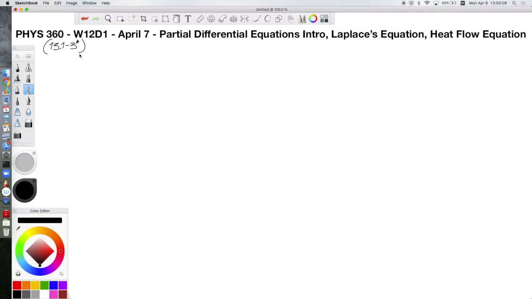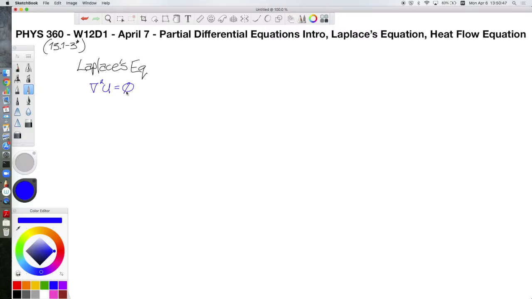So before I get into the two differential equations we're going to discuss today, Laplace's equation and the heat flow equation, I want to give you an overview of all of the differential equations that we're going to see this chapter and what they're all used for. The first of these is Laplace's equation, which is given as the Laplacian of u equals 0.